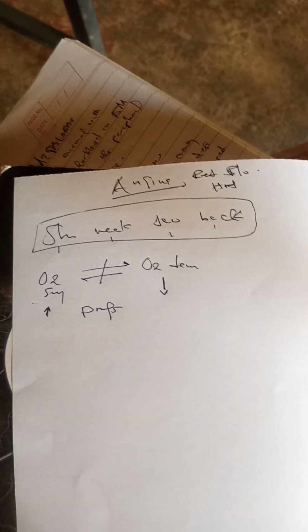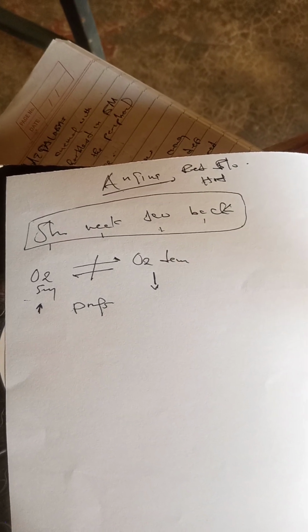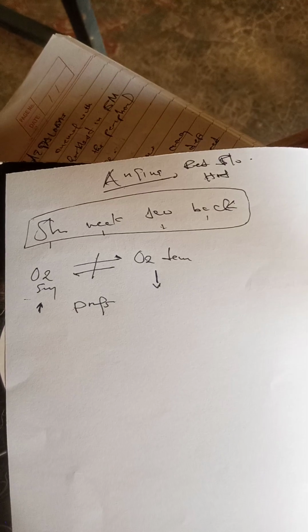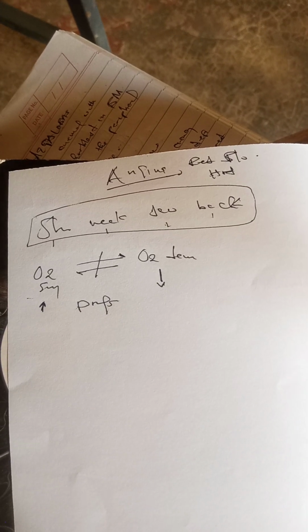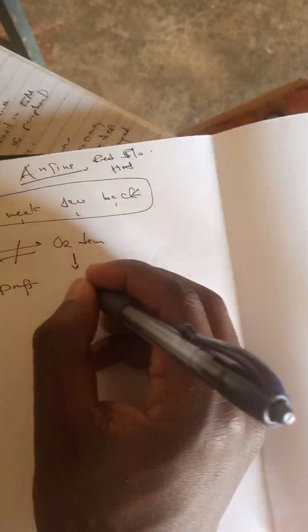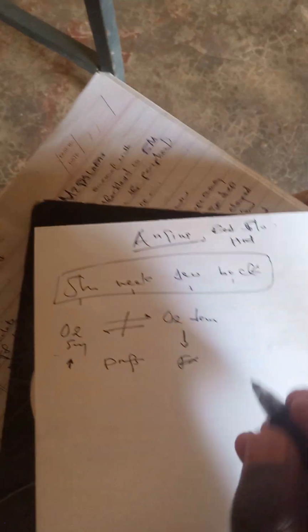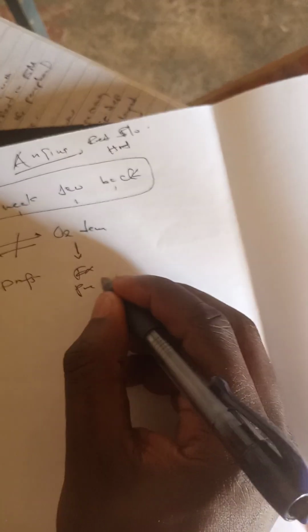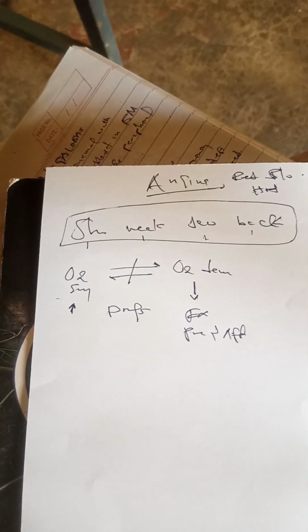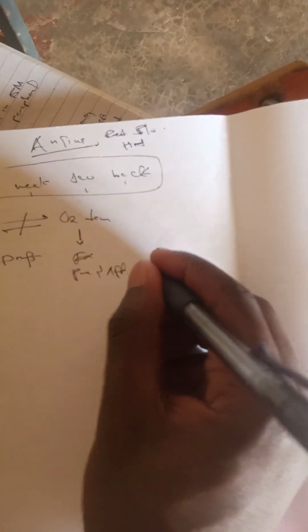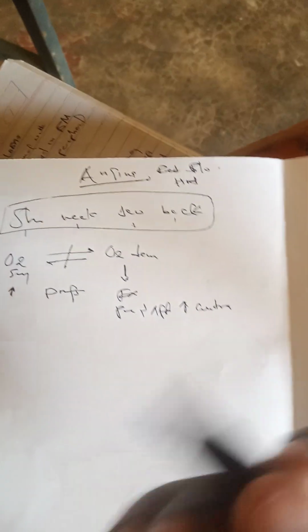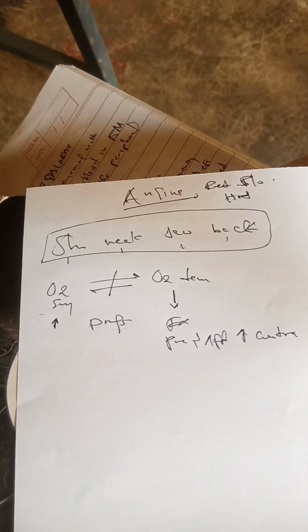So there are some activities that really cause an increase in oxygen demand. For example, exercise. When a person is exercising, there is also increased preload and afterload. Reason being, this causes increased contractility, where the heart contracts faster. That's where the demand is increasing.